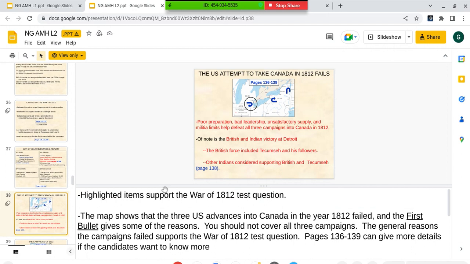What's really important to talk about in these slides is the British and Indian victory at Detroit. The British force included Tecumseh and his followers. Tecumseh was an Indian who didn't like the idea of Americans expanding westward and into the northwest and taking over more land, so he fought against them, and other Indians considered supporting the British and Tecumseh. So Tecumseh was allied with the British, and they were both trying to prevent the Americans from expanding their borders westward or northwest and north into Canada.